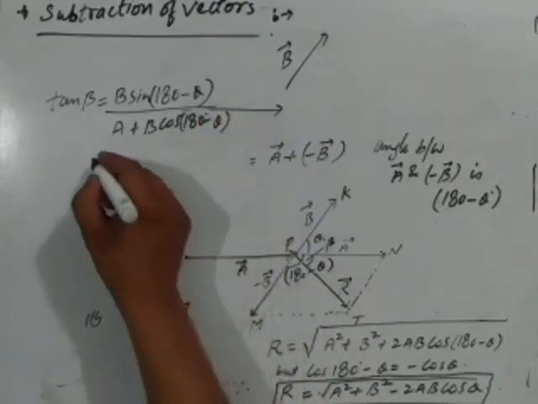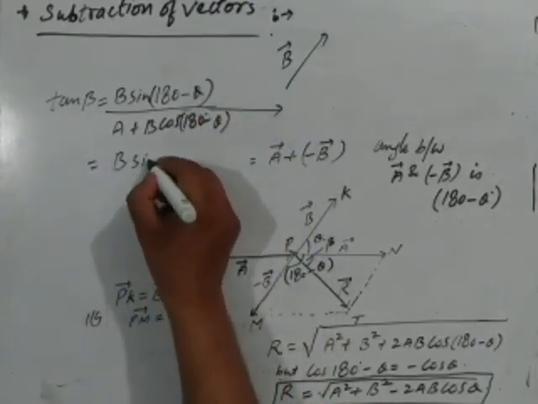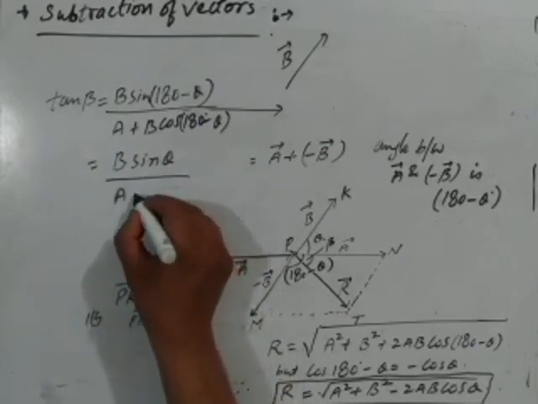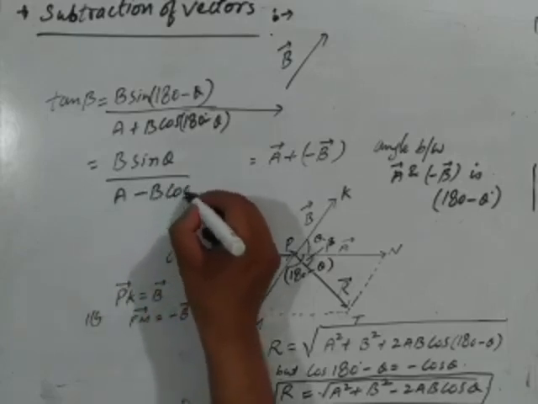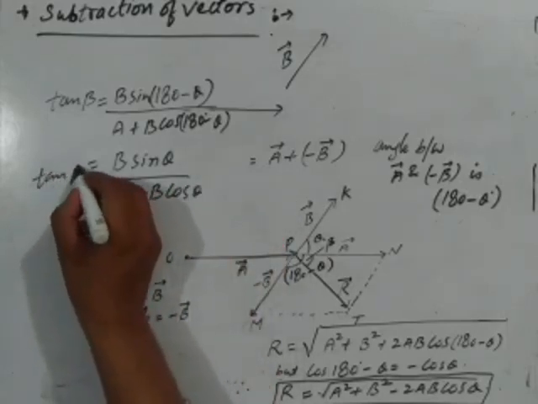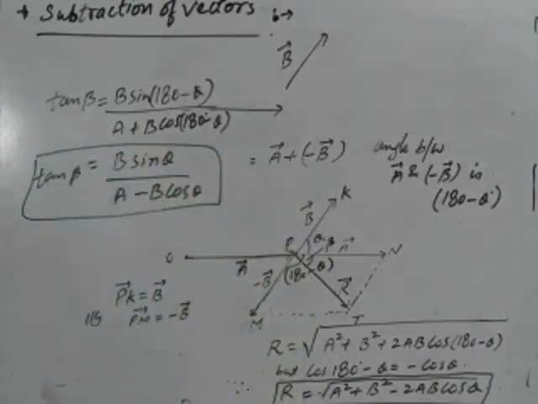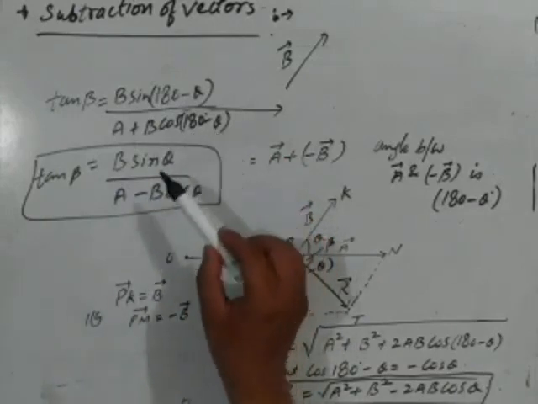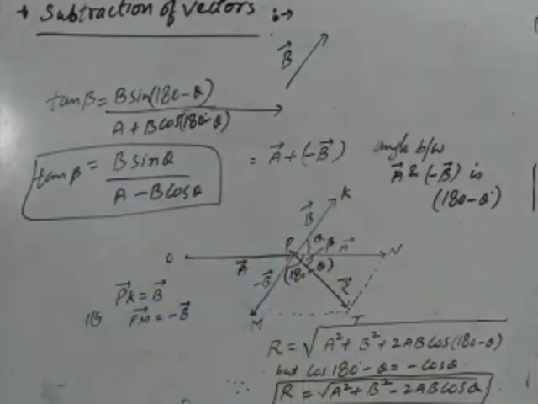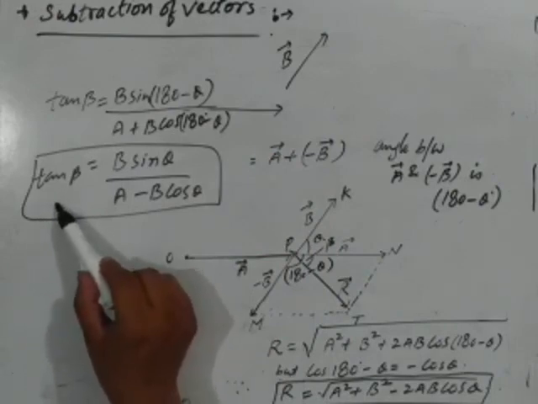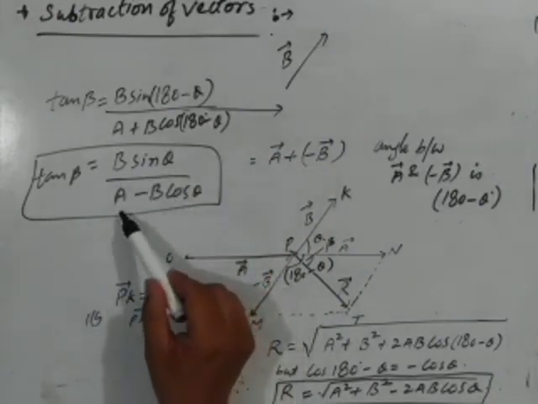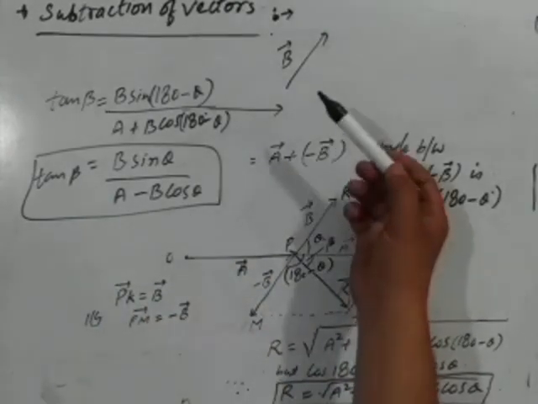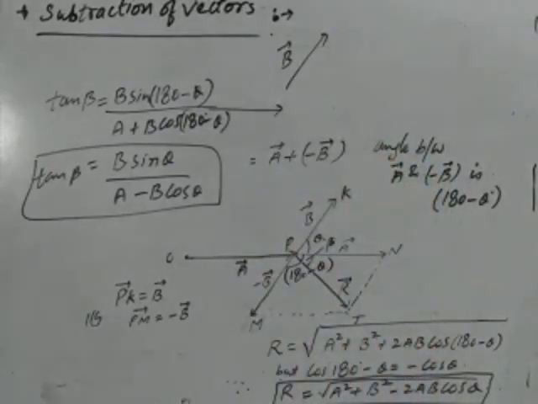So this becomes B sine theta upon A minus B cos theta. Sine 180 minus theta is equal to sine theta, cos 180 minus theta is equal to minus cos theta, so the minus sign will come in front, and the relation becomes tan beta equal to B sine theta upon A minus B cos theta. So in this way we can easily subtract any vector from a given vector.